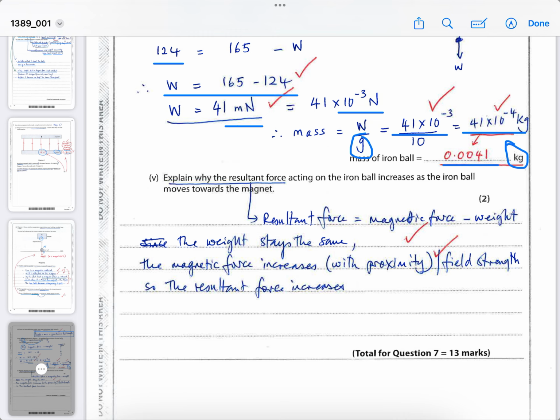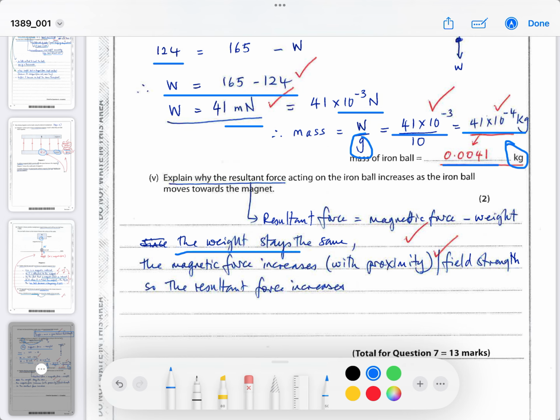And then the final part of this question says, explain why the resultant force acting on the iron ball increases as the iron ball moves towards the magnet. Well, obviously, the closer the two objects are to each other, the greater the intensity of the magnetic field. You can't pull the iron ball from a distance which is too great, because the magnetic field strength decreases with distance. So you know that the resultant force is equal to the magnetic force minus the weight, and you know that the weight does not change because it's always in the Earth's gravitational field, and weight is mass times gravity, and the mass of the ball hasn't changed.